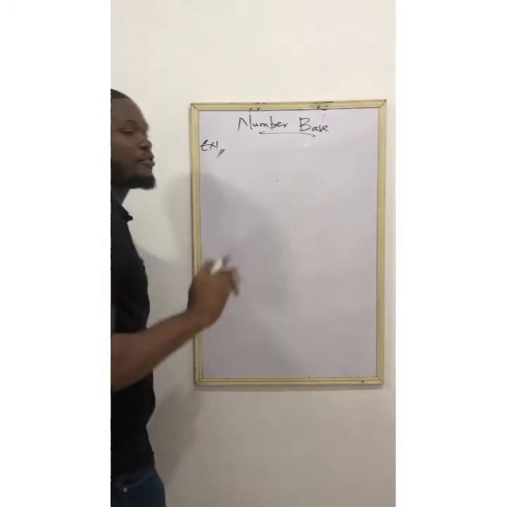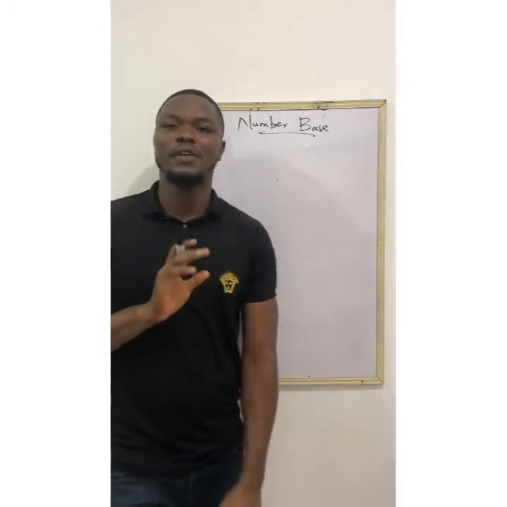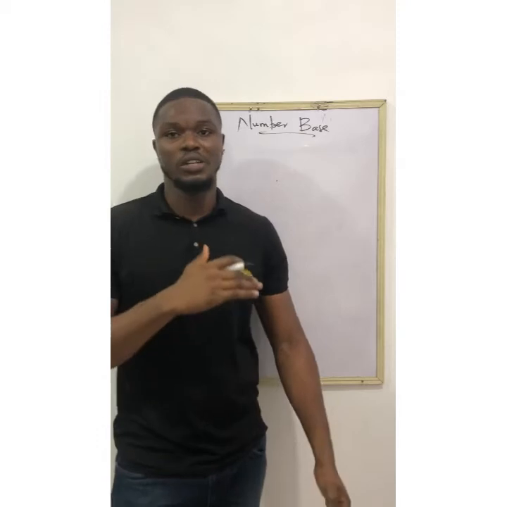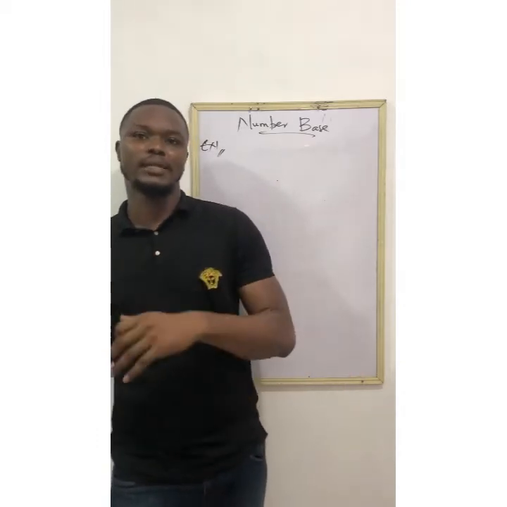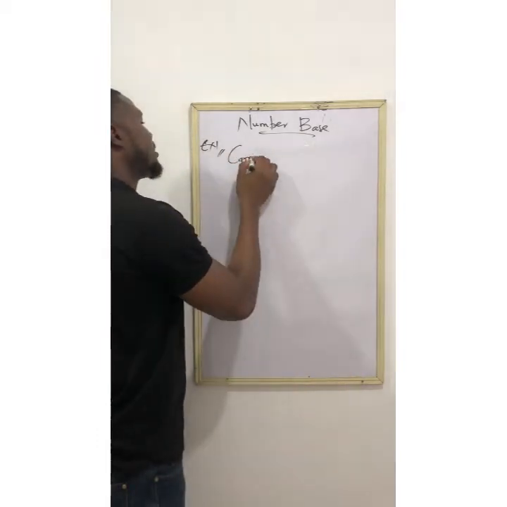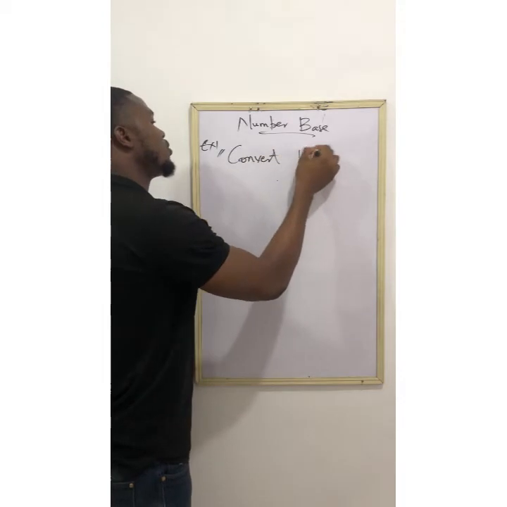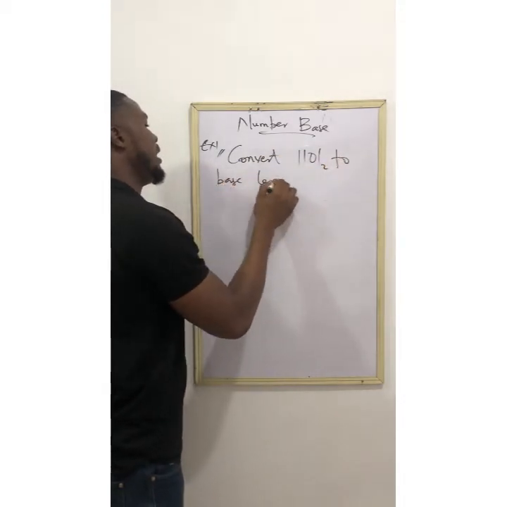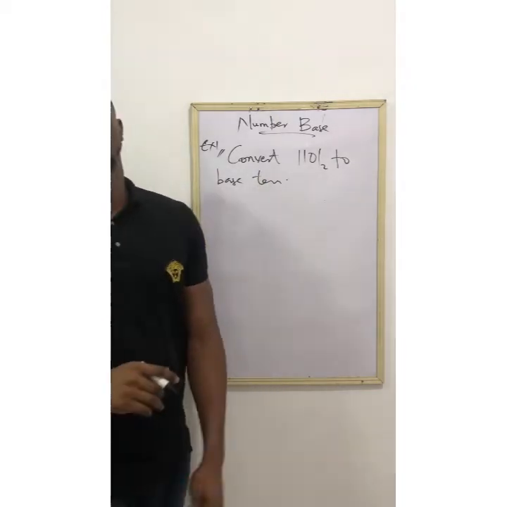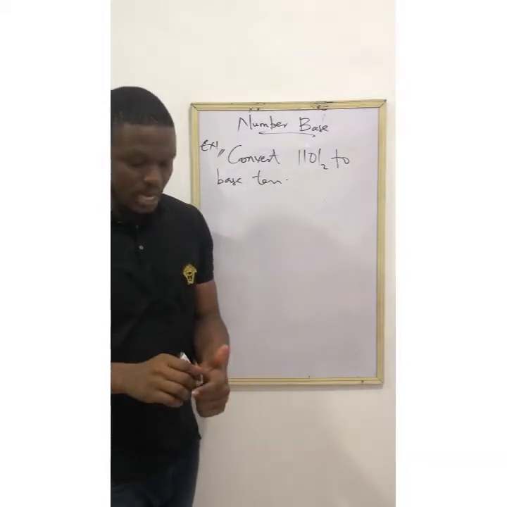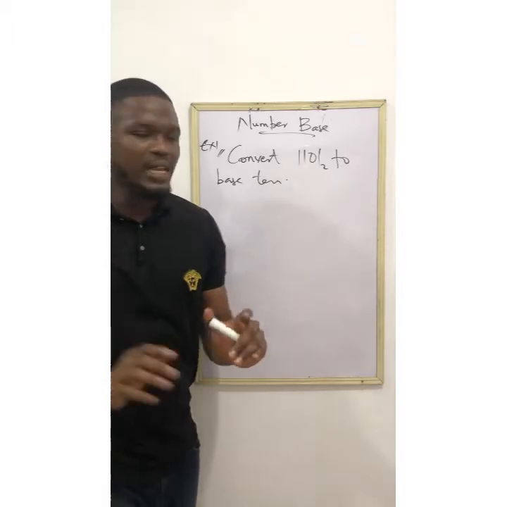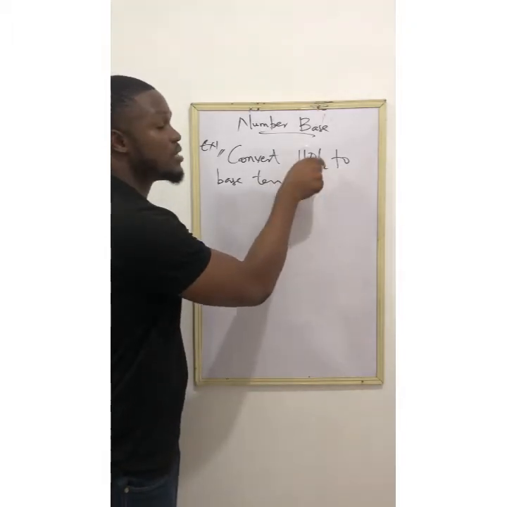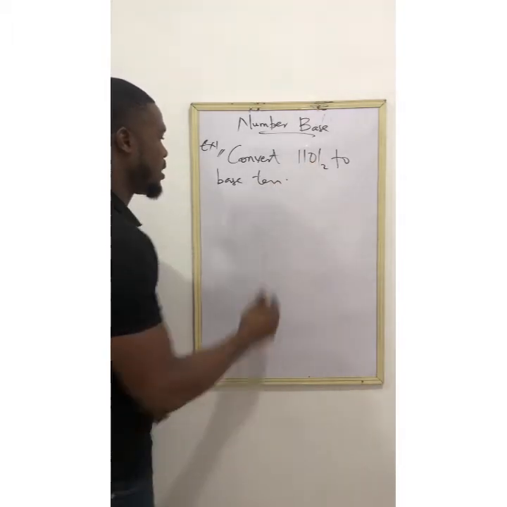Example 1. The first question we're looking at is how to convert from base 2, base 3, base 4, any base to base 10. Convert 1101 base 2 to base 10. If you want to convert to base 10, multiply each of the digits by the base. That's how you do it.